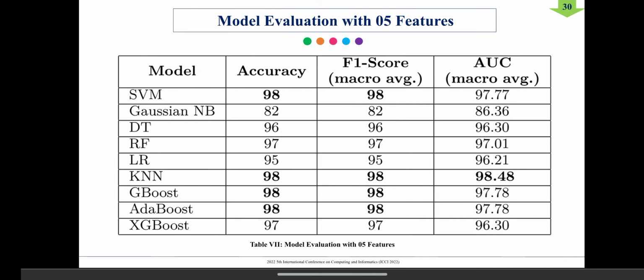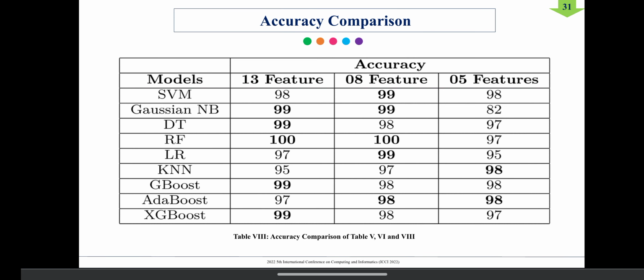Table 7 shows the evaluation outcome using feature set F3 found in equation 4. The F3 set contains 5 important features. There the SVM, random forest, GBoost and XGBoost models provide the highest accuracy of 99%, but the SVM model performs best because of the highest AUC score. Table 8 shows the accuracy comparison among Tables 5 to 7, and we critically analyze the findings in Figure 3.